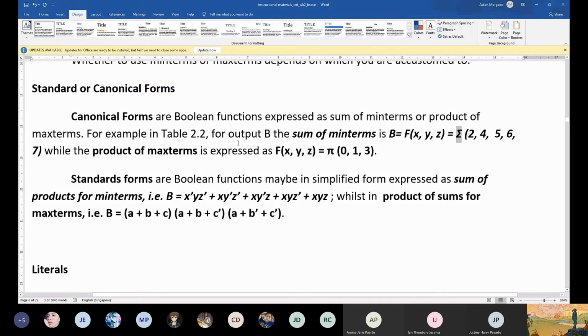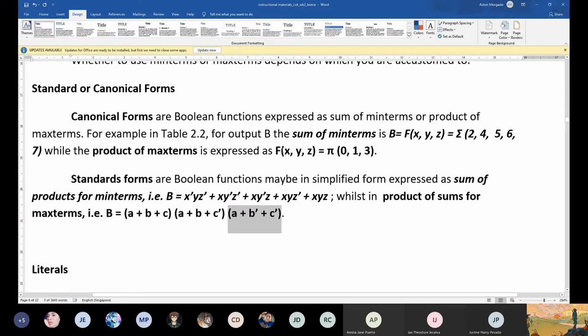Okay. So, standard forms. These are the standard forms. In terms of minterms, you multiply first, then you add. So, that is for minterms. For max terms, you add then you multiply. These are the terms for max terms. As you can see, A plus B plus C, meaning we add the literals. That is the terms. This is first term, second term, and third term. So, we have 3 terms. That is for 0, 1, 3.